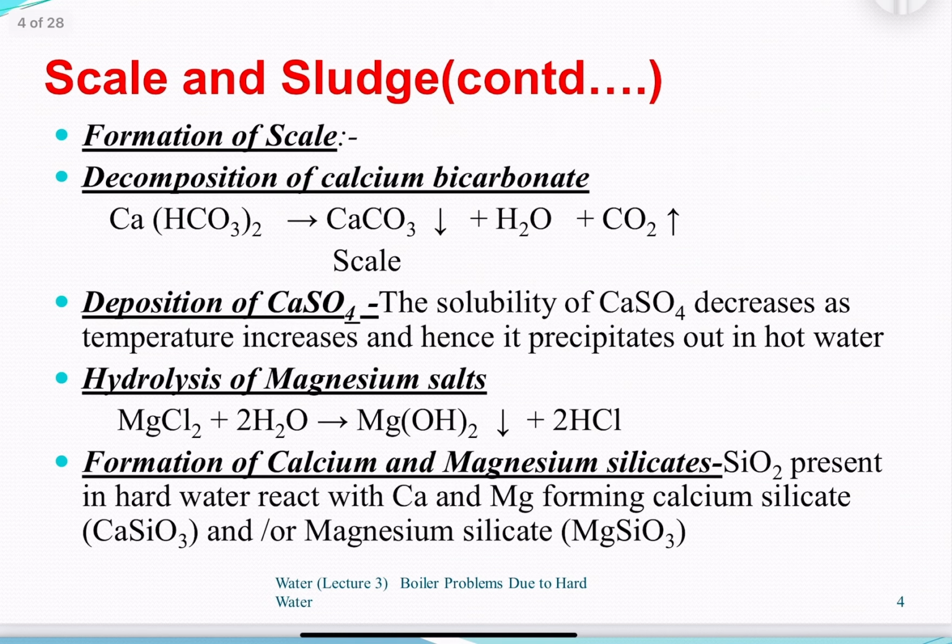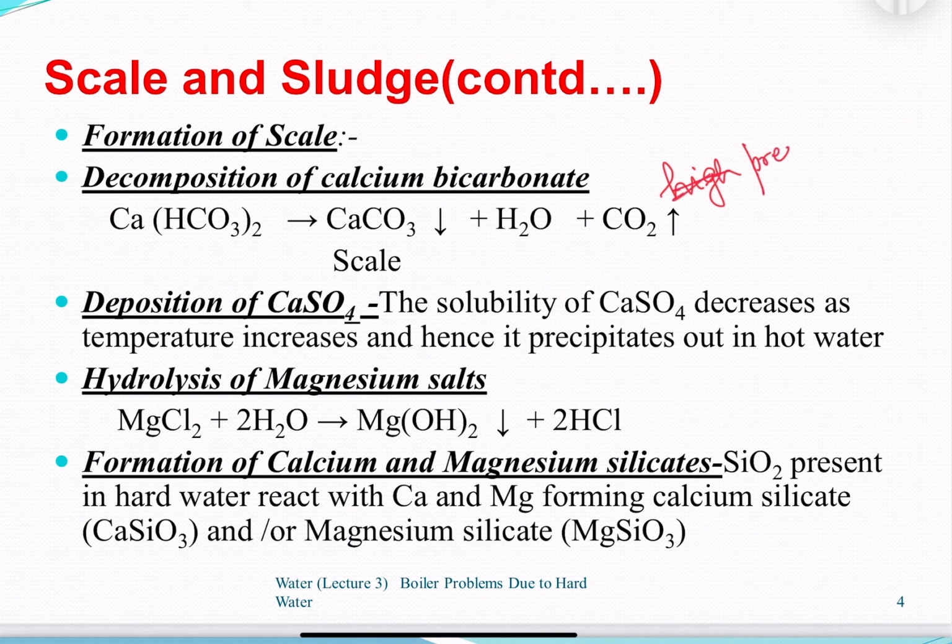Now we come to the formation. We have to study in detail the formation of scales in boilers, the removal of scales, and most important, the prevention of scale formation in boilers. There are four things which are responsible for the formation of scales in boilers. First is the decomposition of calcium bicarbonate. Calcium bicarbonate on heating decomposes to form CaCO3 scale. CaCO3 scale is a soft scale.